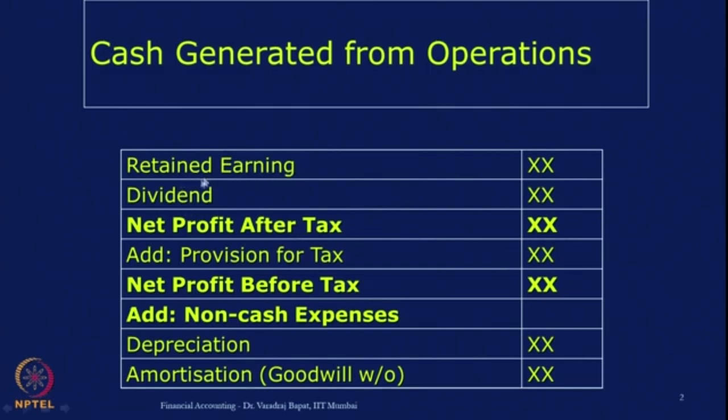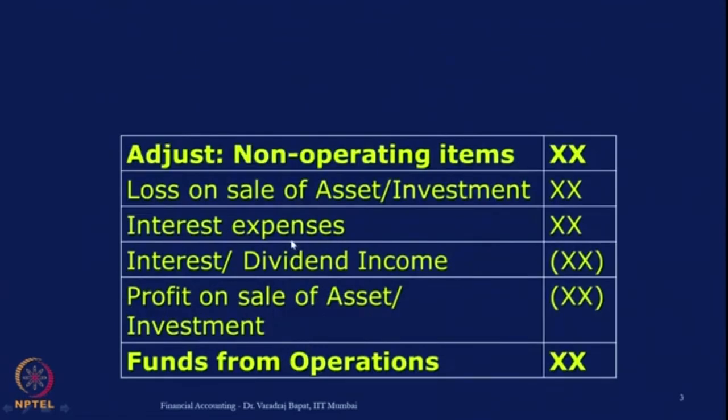It starts with retained earnings, add dividend, you get net profit after tax. Keep in mind, normally in the P&L account, your incomes minus expenses, the last item is profit. Here we start with profit and go to cash from operations. Add the tax expenses for the year, you get net profit before tax, then add non-cash items, so depreciation or amortization like goodwill written off, then adjust for non-operating items. So, loss on sale of assets or interest expenses are added, while interest, dividend income or profit is reduced. That's why you can see it is in brackets.